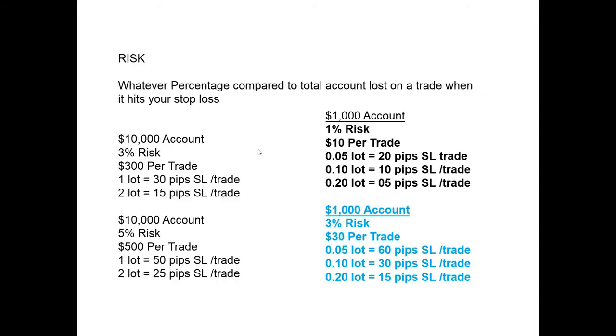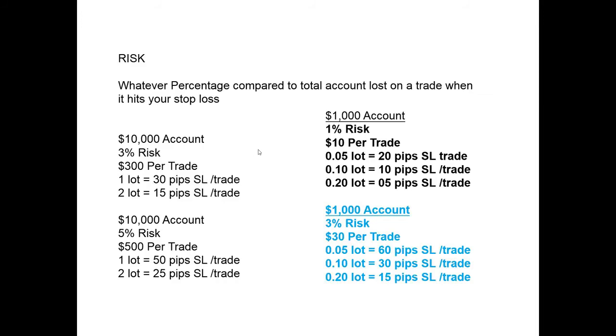Now, on a $1,000 account, now we're going a little bit higher risk. We're going to have 3% risk. 3% is going to be $30 per trade. With a 0.05 lot, we're going to be able to have a 60 pip stop loss. Decent, right? With a 0.10 lot or a mini lot, you're going to be able to have a 30 pip stop loss. And with a 0.20 lot, you're going to be able to have a 15 pip stop loss. That's 3% risk on a $1,000 account.